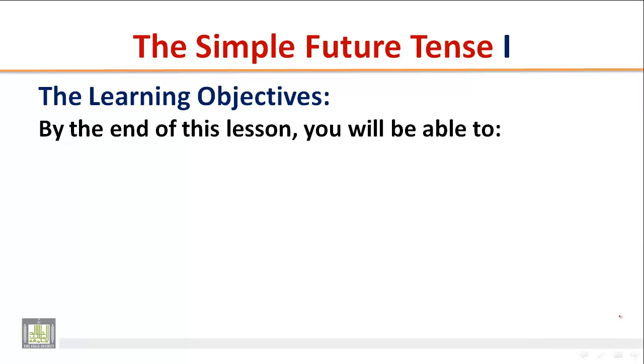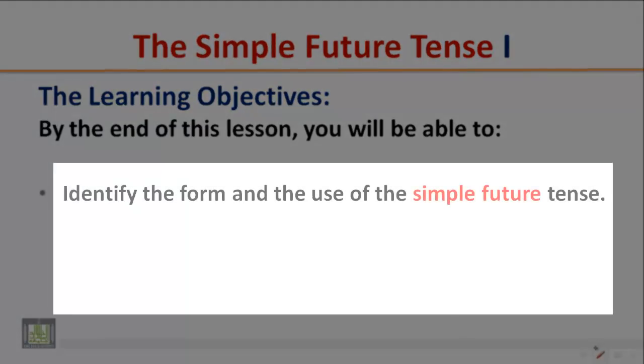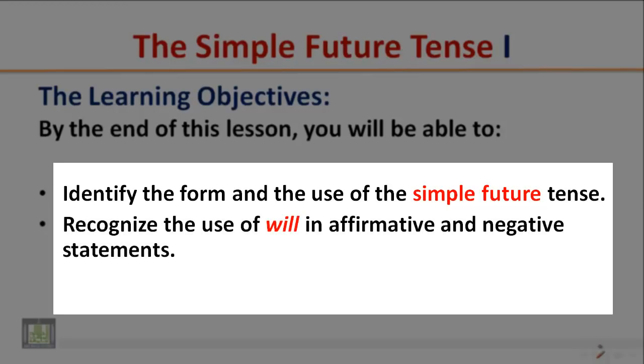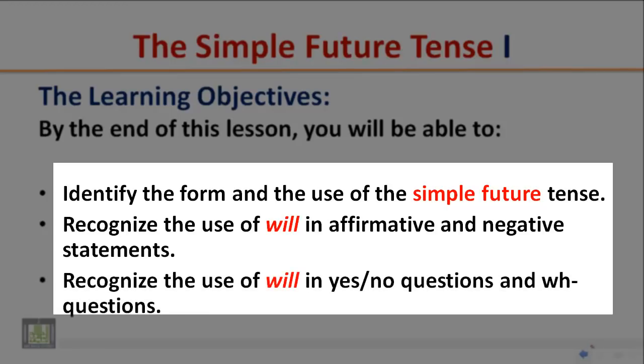The learning objectives. By the end of this lesson, you will be able to identify the form and the use of the simple future tense, recognize the use of will in affirmative and negative statements, and recognize the use of will in yes-no questions and WH questions.